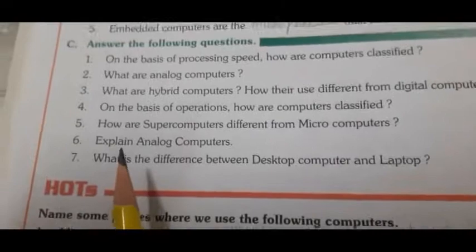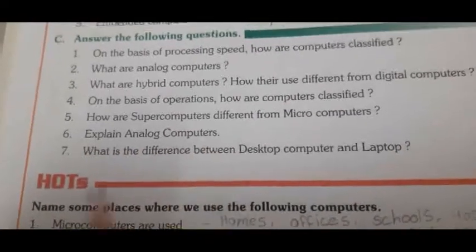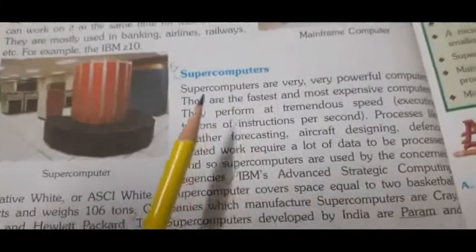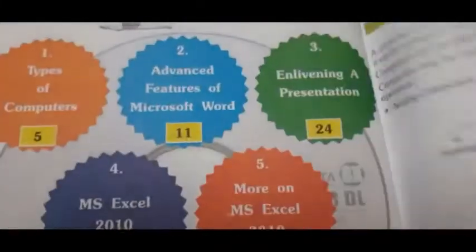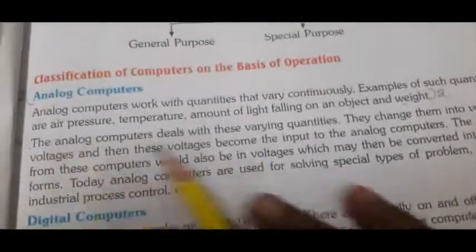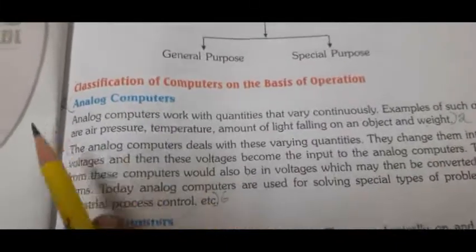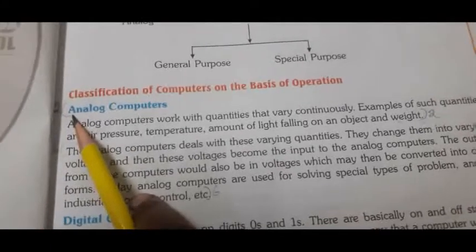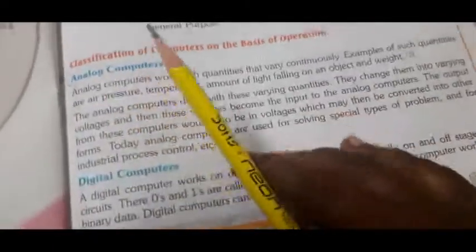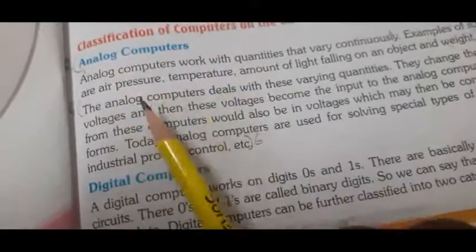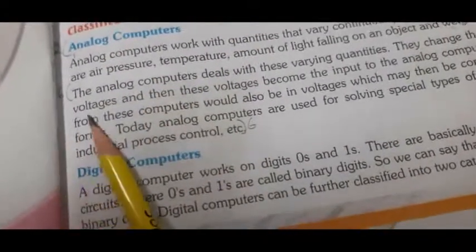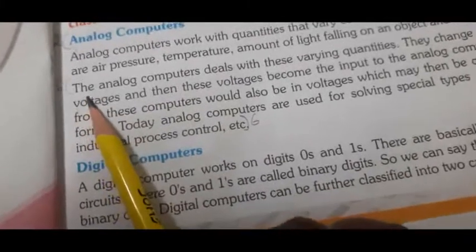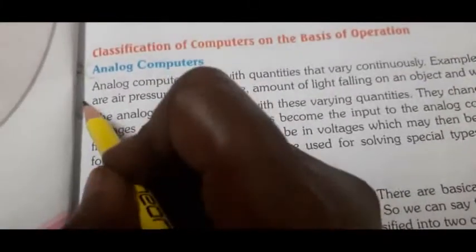Next, see what is the sixth question. Explain analog computers. For this question, see page number 5. Here is the analog computer side heading. From here onwards, analog computers is there, no? Not there. Down of that line, here is one paragraph, see. The analog computers. Here see, this is the sixth question answer.